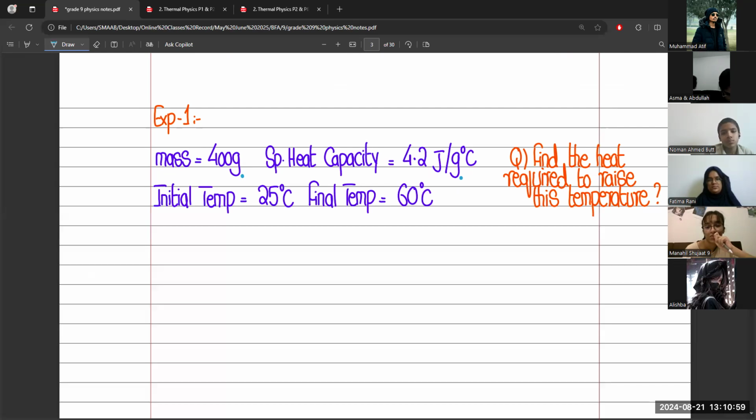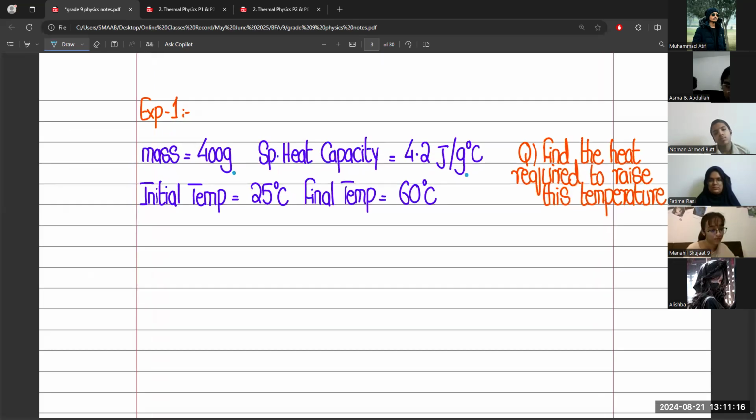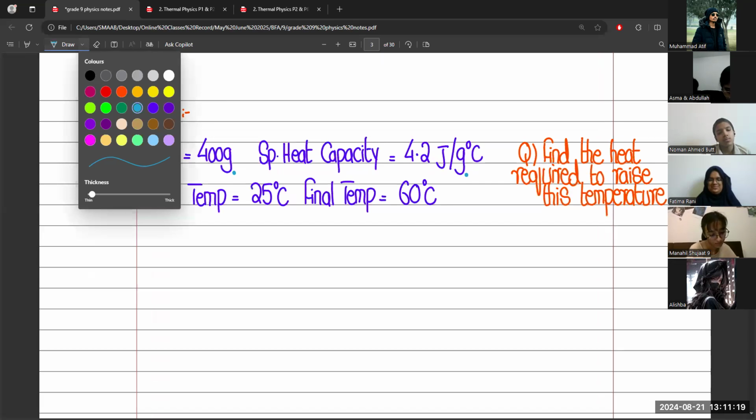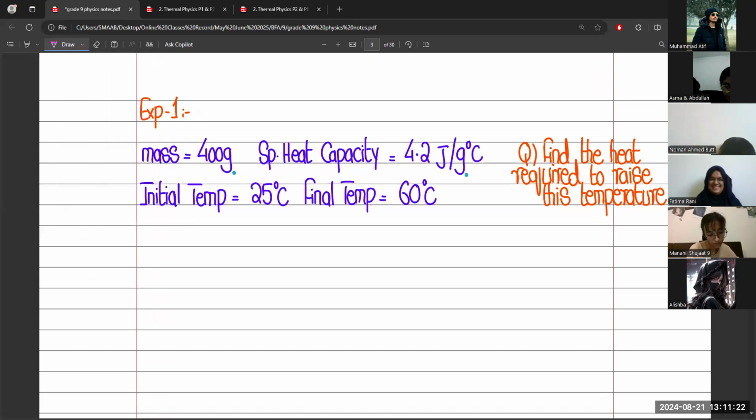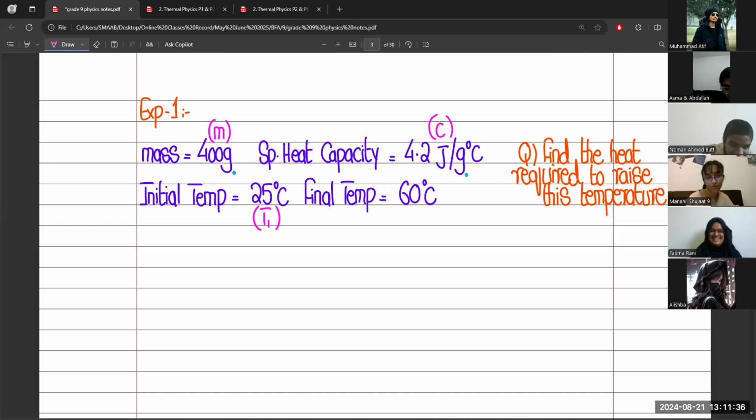So if you have the same unit in your whole question, like we have grams in mass and grams in specific heat capacity, it is okay. But if you get different quantities, how to solve that part? We will discuss in the next question. Okay. So for this one, the solution is very simple. This is mass. This is the value of C, and this is initial T1, and this is final T2, right?